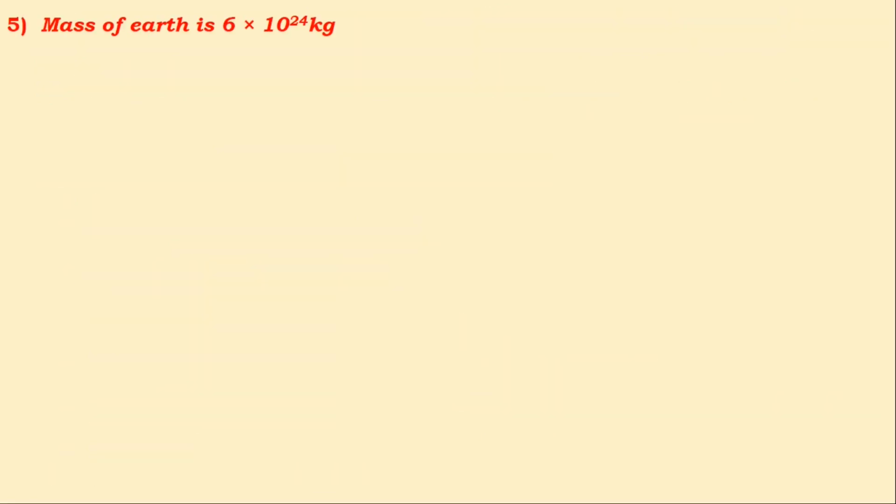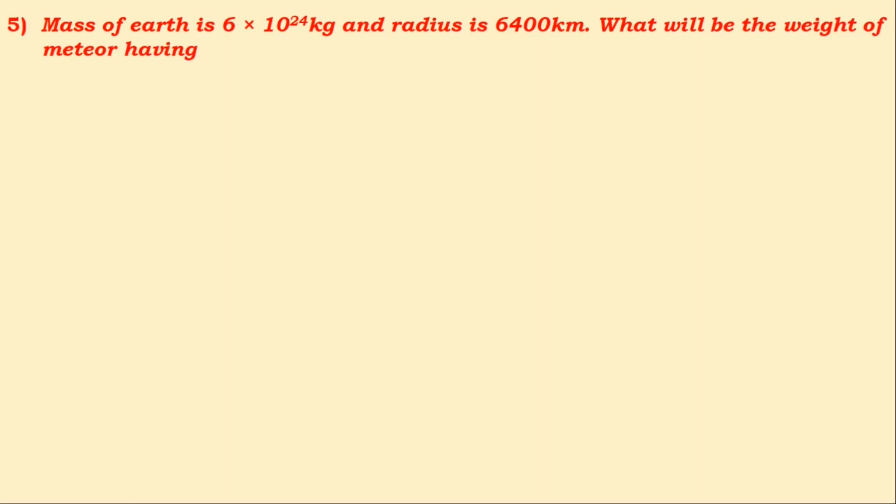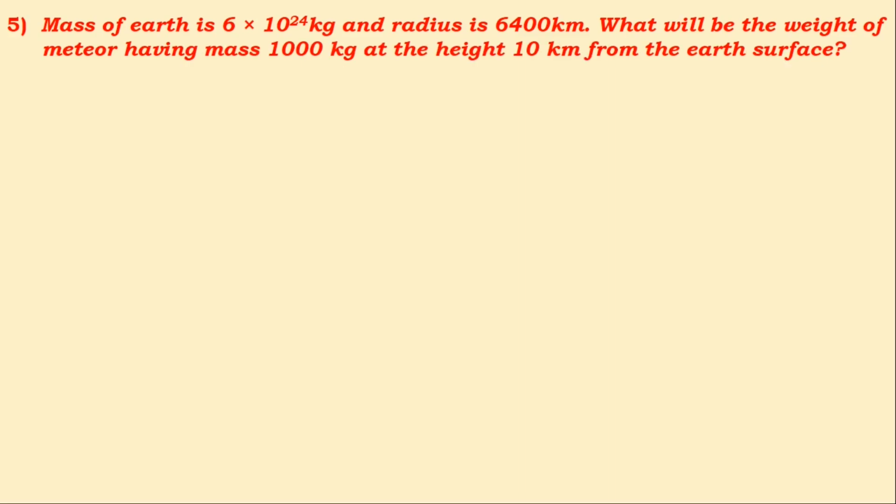Now let's go to question number 5. Mass of the earth is 6 into 10 power 24 kg and radius is 6400 kilometer. What will be the weight of the meteor having mass 1000 kg at the height 10 km from Earth's surface? Now it is a meteor not on the surface of the earth, it is at the height of 10 km from the surface of the earth.